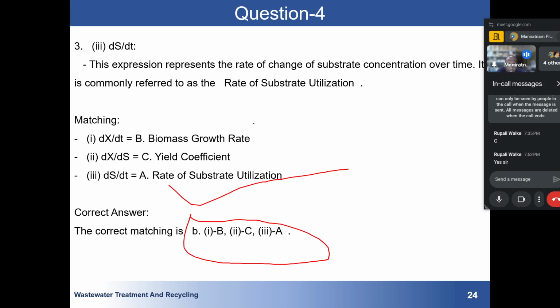Just try to have control over the different terms whenever you are studying the activated sludge process: ds by dt, dx by dt, dx by ds. In this way, you won't have any problem solving numerical questions. We have some numerical questions at the end of the lecture, and we will see how these are used to solve different kinds of questions.